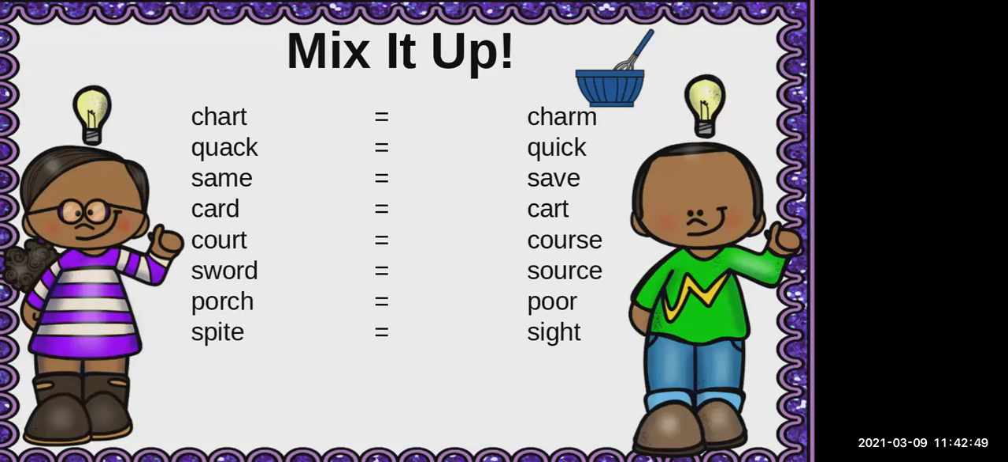The next one is jab. Jab. And we're going to change the a to o. So the new word is job. Good. The next word is the word barn. Barn. And we're going to change the n to j. Barge is the new word. Good job.